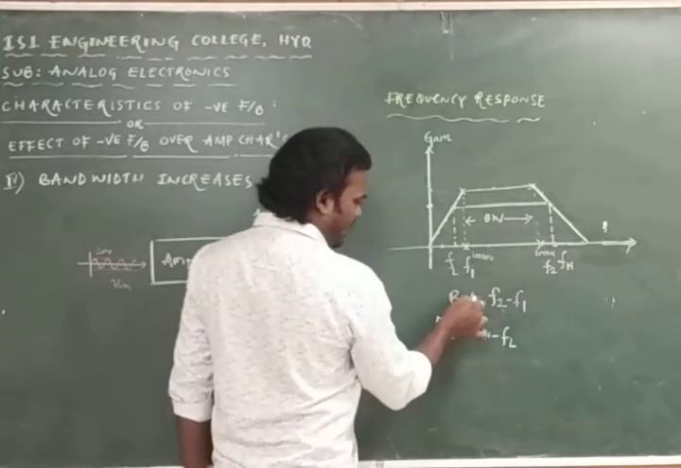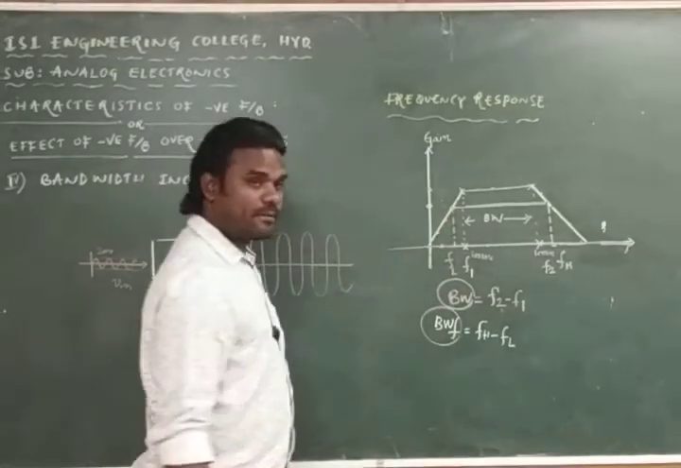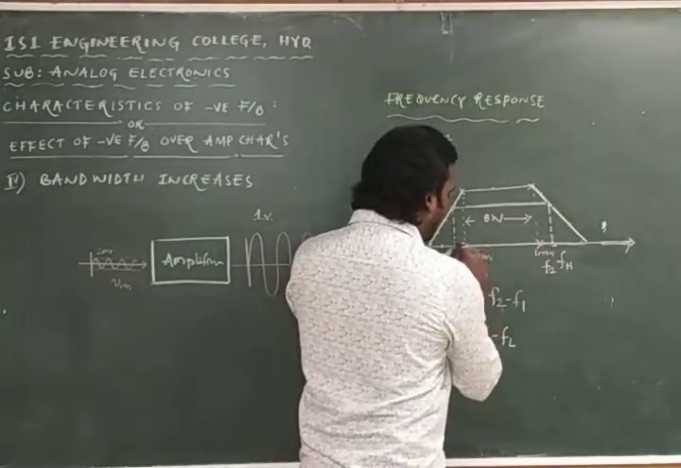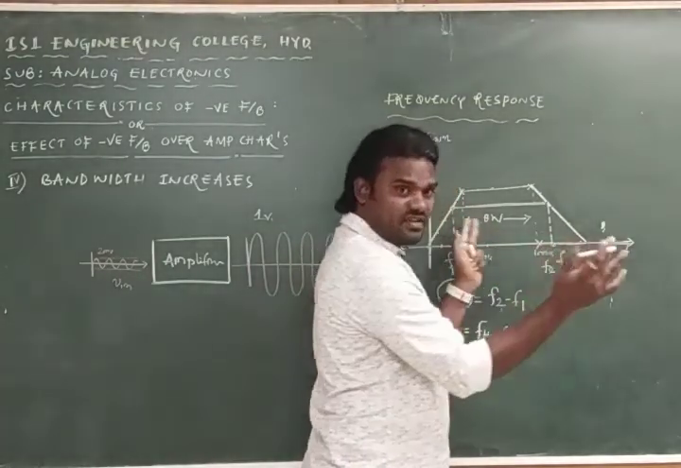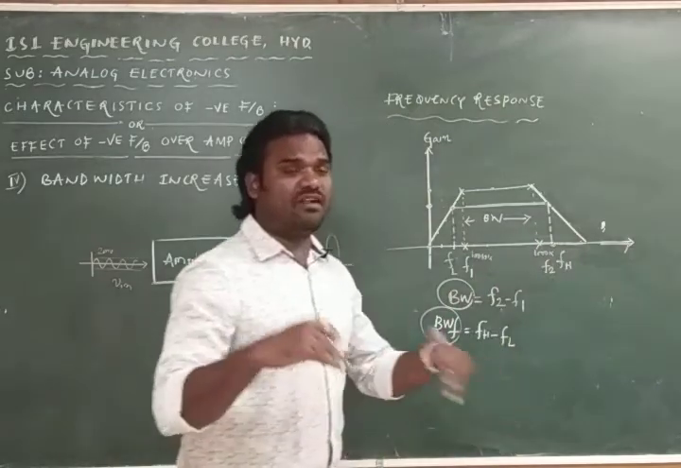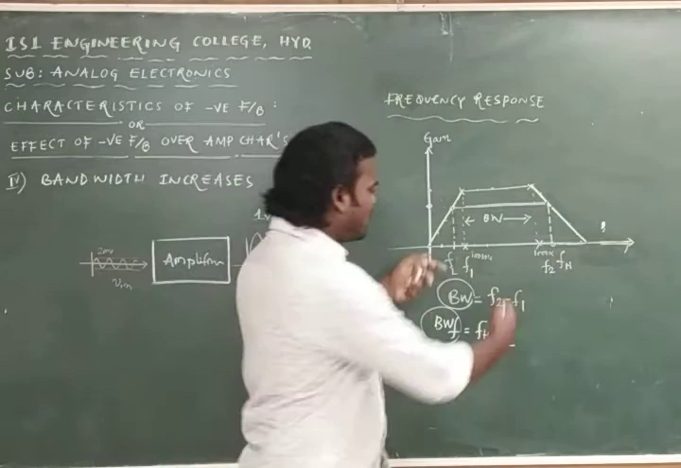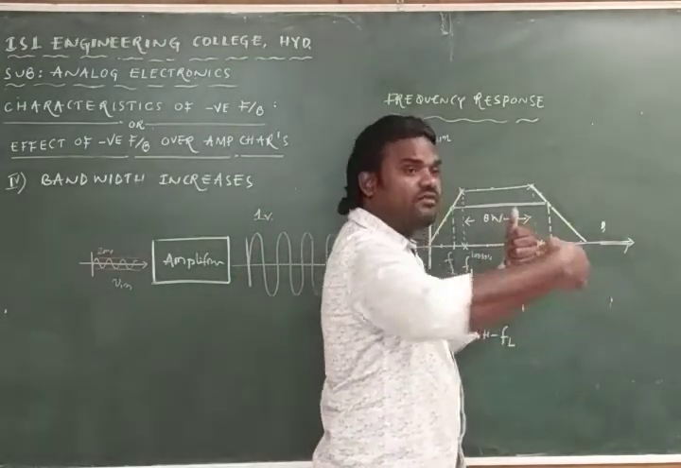Now tell me, BW is more or BWF is more? BWF is more, because from here to here the range of frequencies is more, and here to here the range of frequencies is less. That means, as the bandwidth increases or decreases by employing the negative feedback? Bandwidth is increased now. Yes. This amount, the bandwidth is increased.